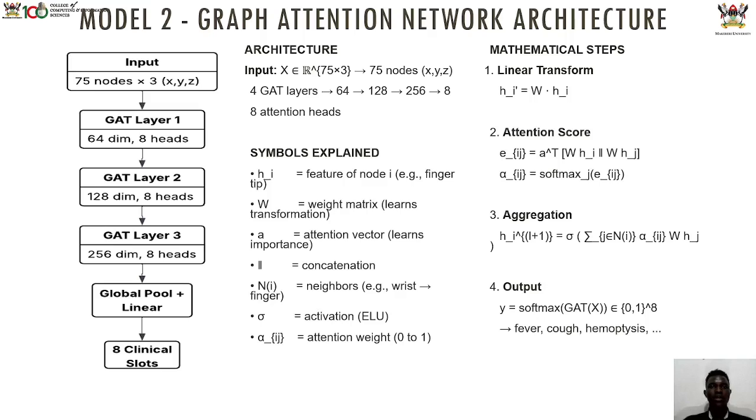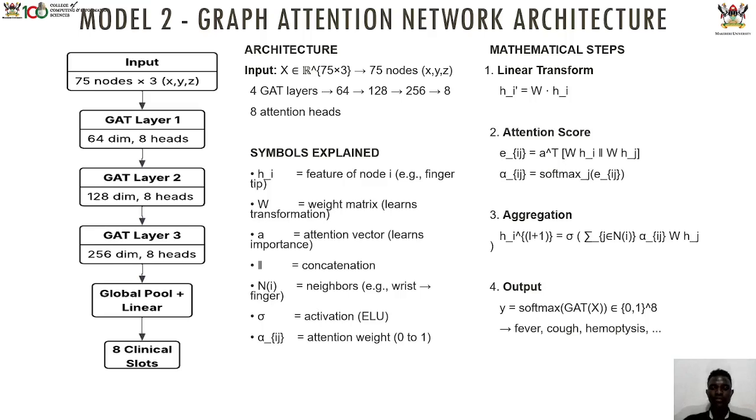As you can see, it starts with the input, the 75 nodes or landmarks detected from the body and hands, and then the graph attention network, or GAT, has 4 layers. The 4 layers run through it so that the model can learn. The 8 attention heads increase the possibility of the model learning faster and accurately.